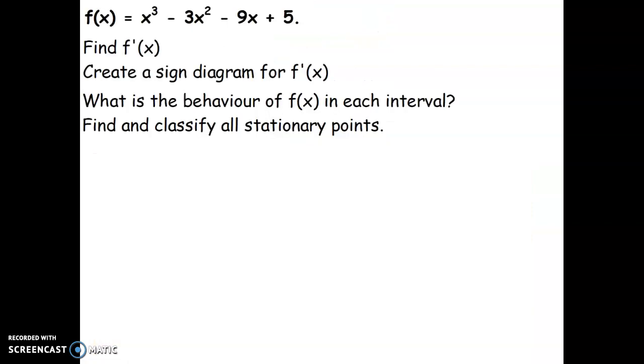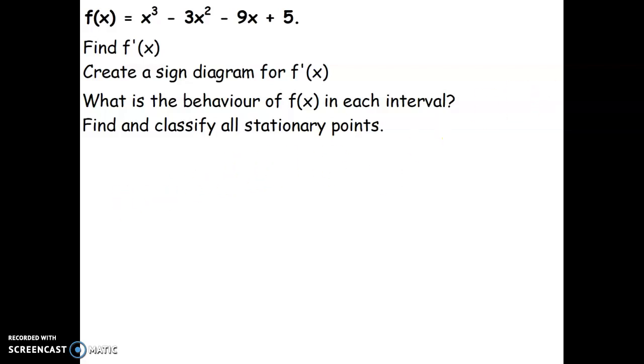So here's our first problem. We have f of x equals x to the third minus 3x squared minus 9x plus 5. So we don't have a graph at this point. Our goal is to end up with a graph. And so what we're going to do is we're going to find the derivative. We're going to use that derivative to create a sign chart. And then we're going to be able to find all the stationary points and classify whether they are maximums, minimums, or inflection points.